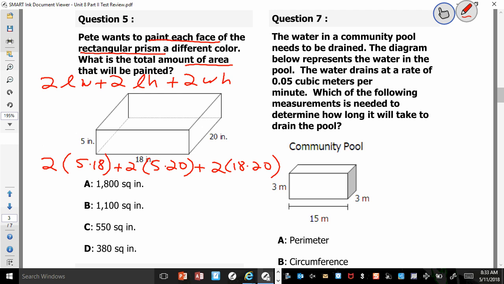So in your calculator, please, you got 2 times, what's 5 times 18? 50 and 40, 90? Plus 5 times 20 is 200. And then 2 times 360? Okay, so I got 180 plus 500 plus 720. So what's that give us?